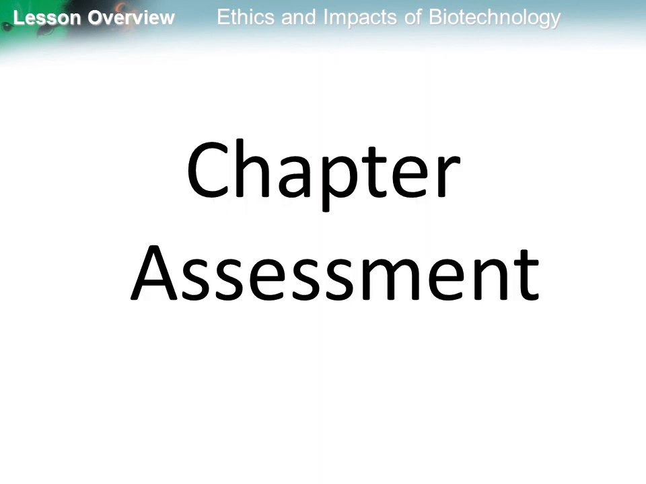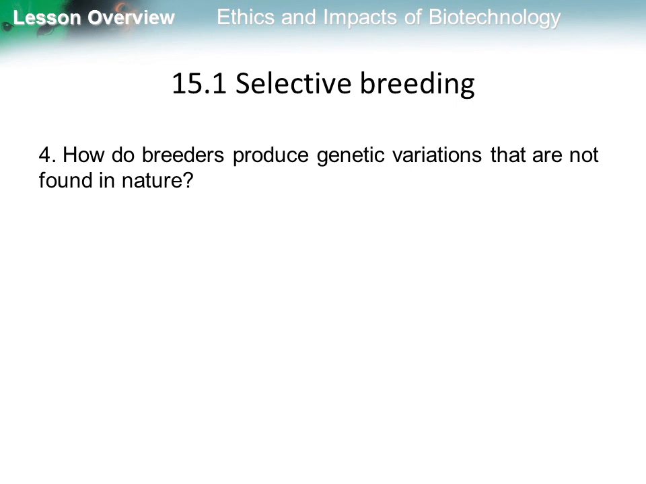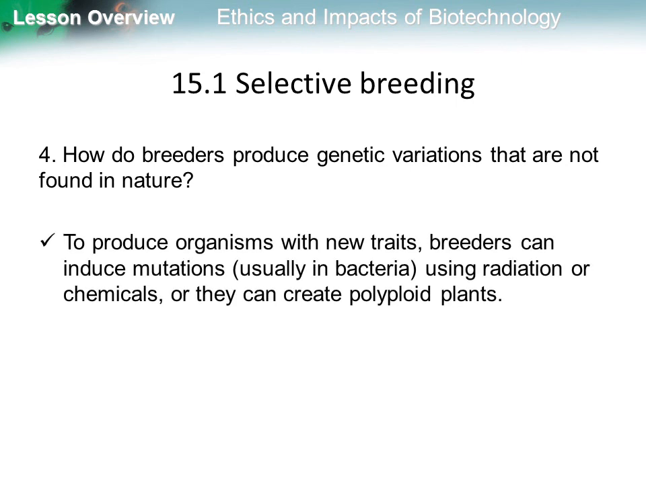Well, now it's time to answer Chapter 15 assessment questions. Let's see some questions from 15.1. How do breeders produce genetic variations that are not found in nature? This is question number 4. The answer is: to produce organisms with new traits, breeders can induce mutation, usually in bacteria, using radiation or chemicals, or they can create polyploid plants.